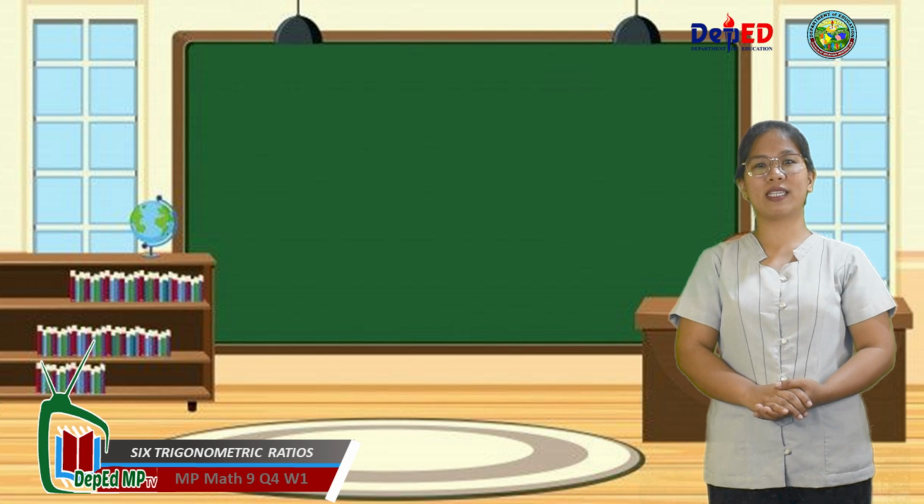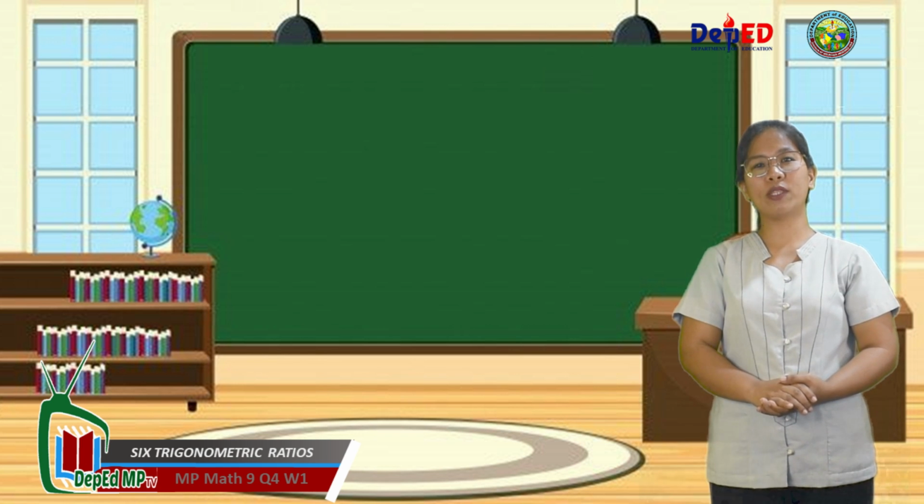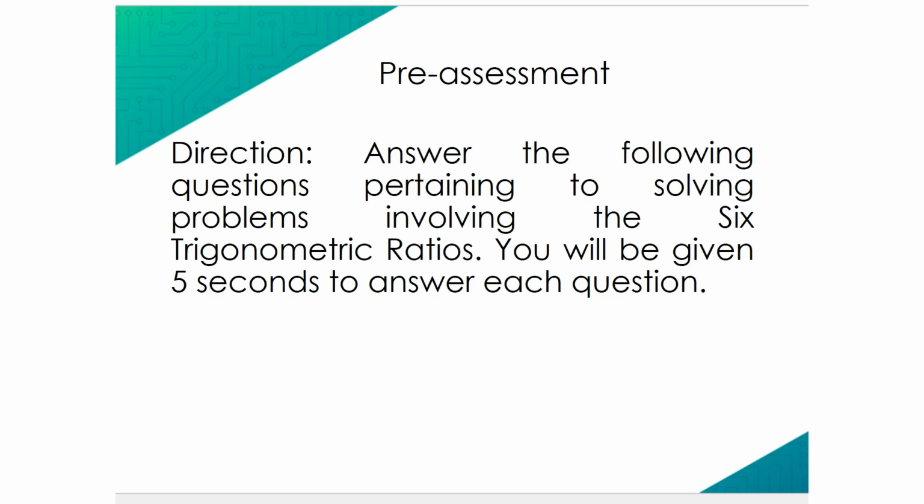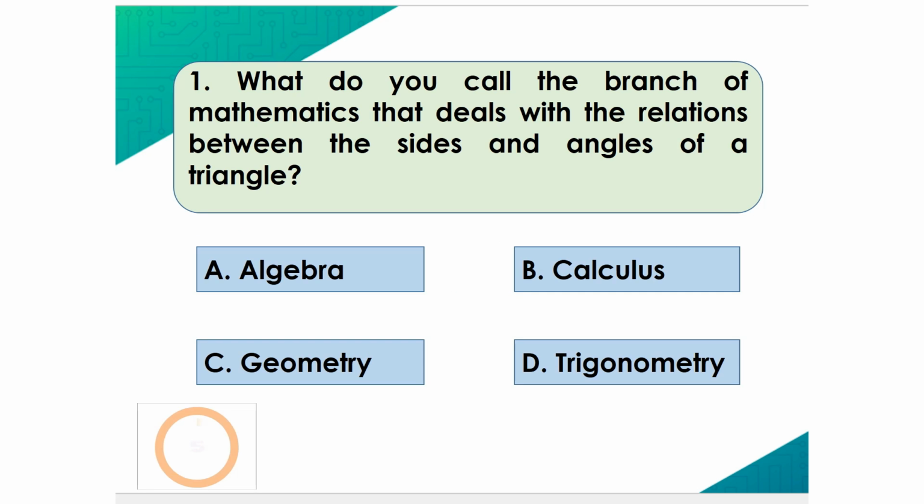Before we move further, take the pre-test to determine what you already know about the topic. Direction. Answer the following questions pertaining to solving problems involving the 6 trigonometric ratios. You will be given 5 seconds to answer each question. 1. What do you call the branch of mathematics that deals with the relations between the sides and angles of a triangle? A. Algebra. B. Calculus. C. Geometry. D. Trigonometry.